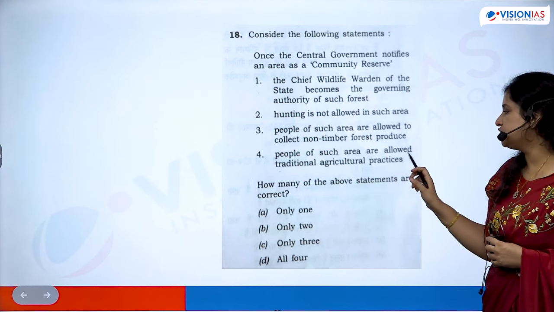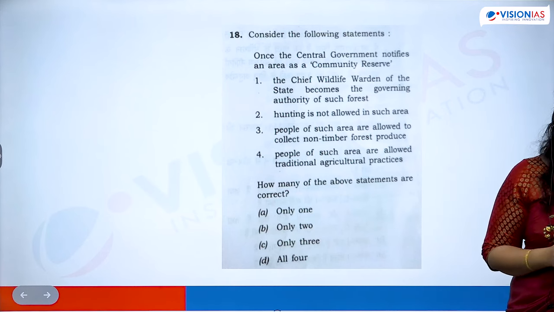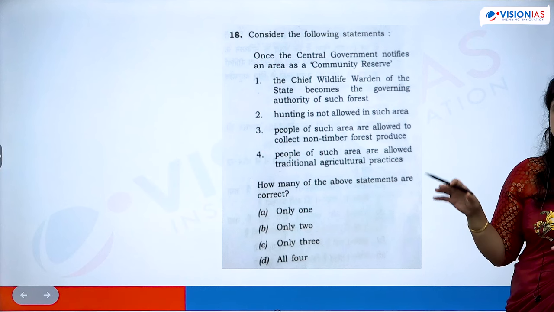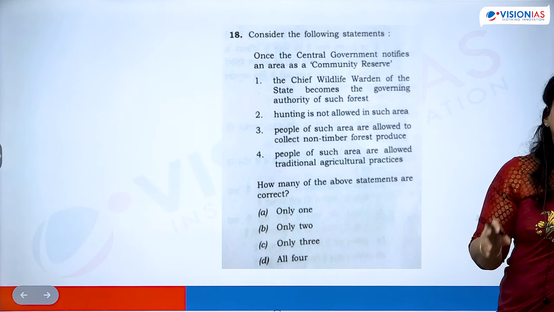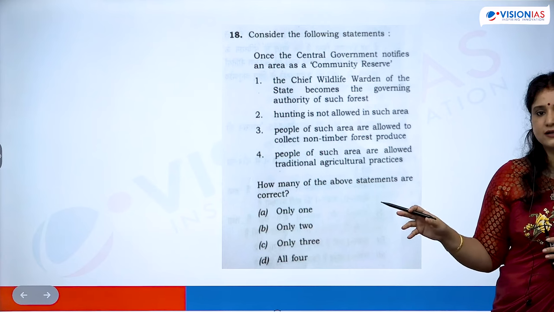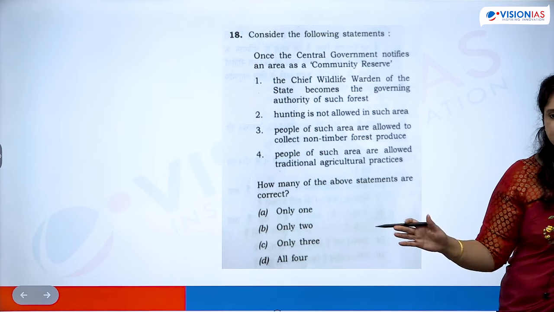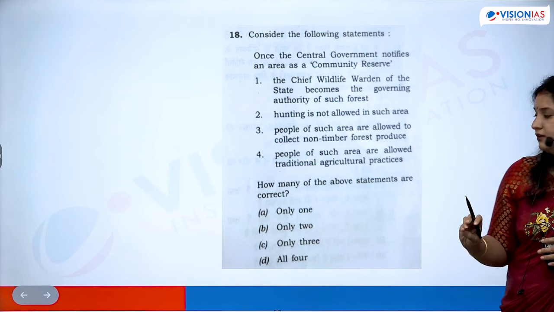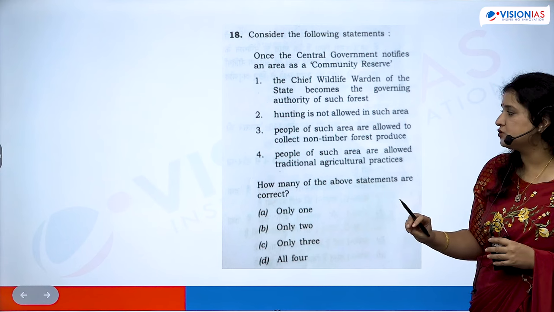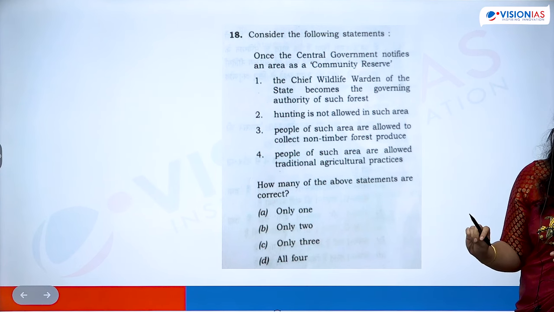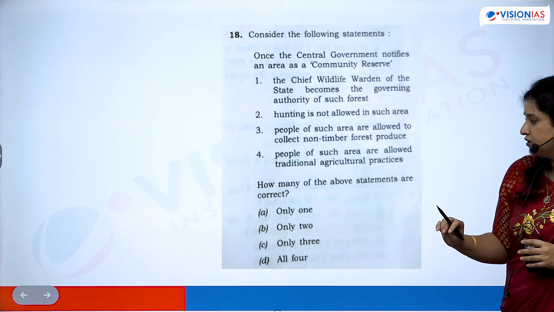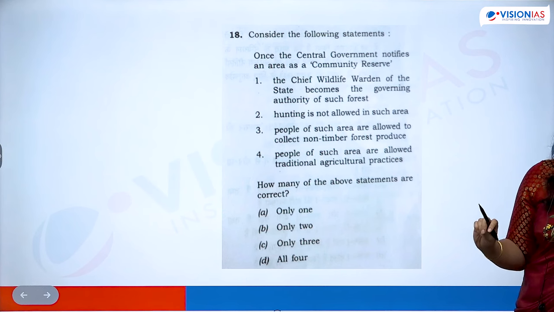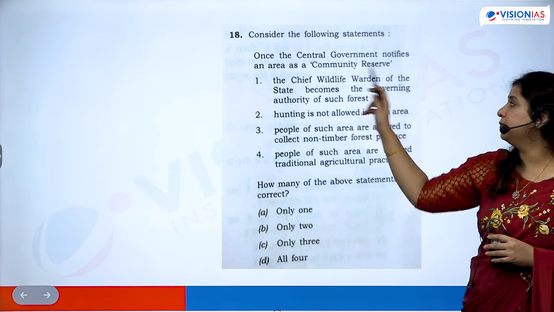And people of such area are allowed traditional agricultural practices. That means within that area, the forest dwellers who are staying there can continue practicing their agriculture in a small landscape, small area. So what is the answer? C. So which one is not allowed? 4. So you think traditional agricultural practices are not allowed? They are allowed? We are talking about community reserve.